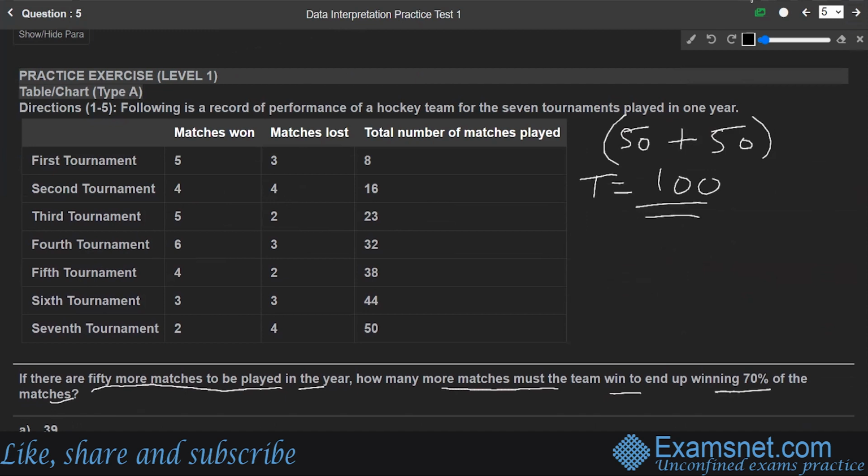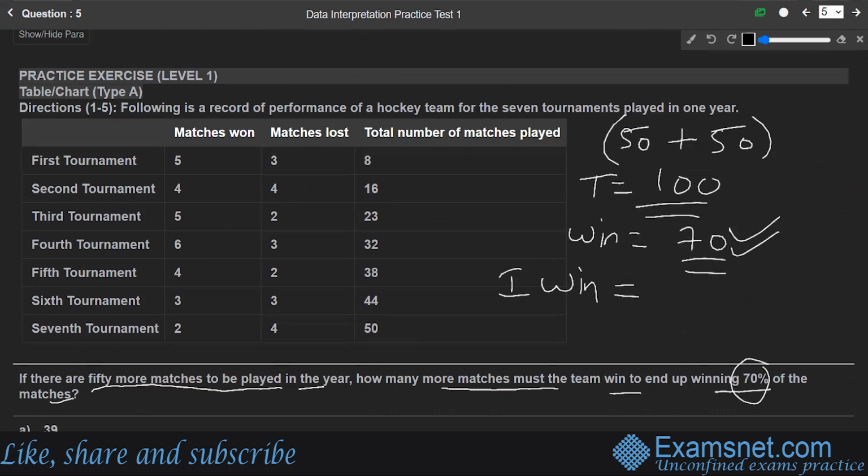What does he want from us? He wants that when the 100 matches have been played in the future, 70% of those 100 should have been won by the team. So if 70% would have been won by the team, what is 70% of 100? It is obviously 70 itself. So after the 100 matches are played, there should be 70 wins for the team. Let us find out the initial wins: how many matches have been won by the team till the 50 matches have been completed.